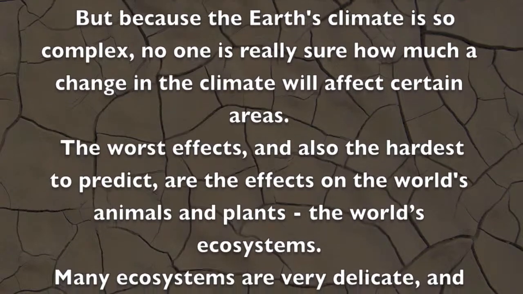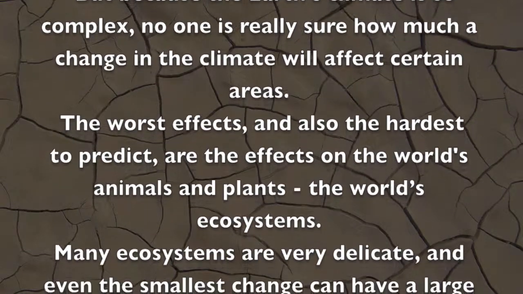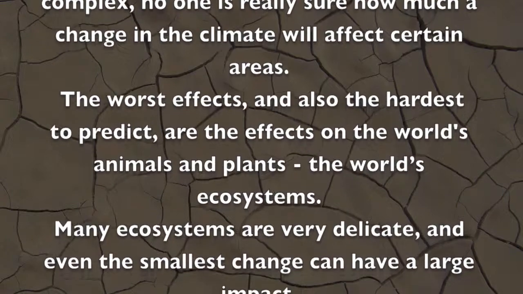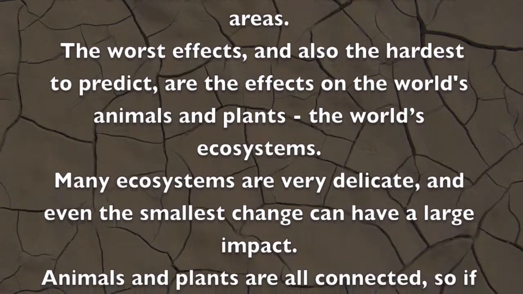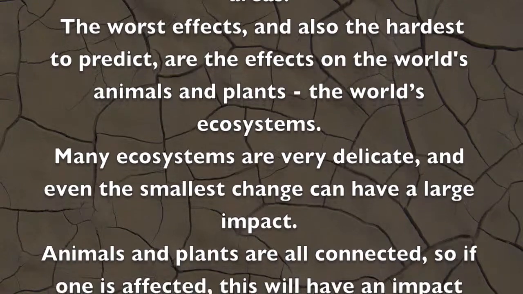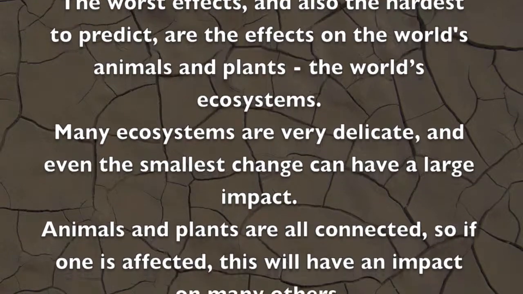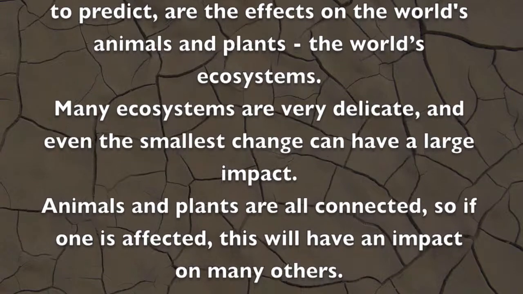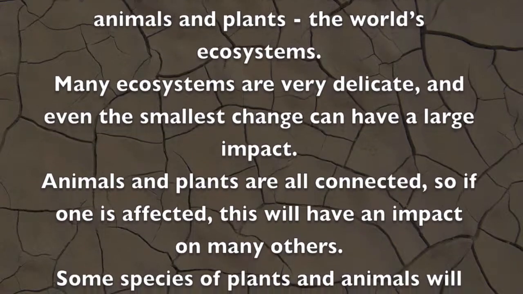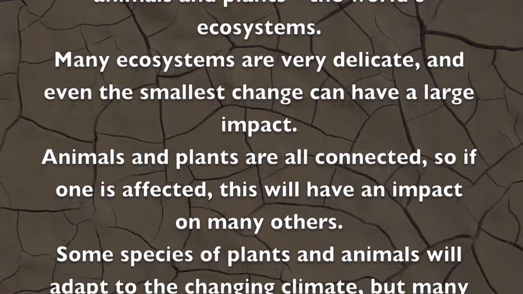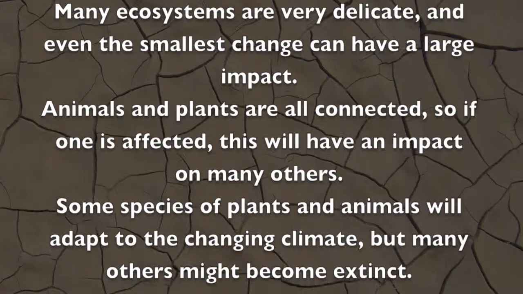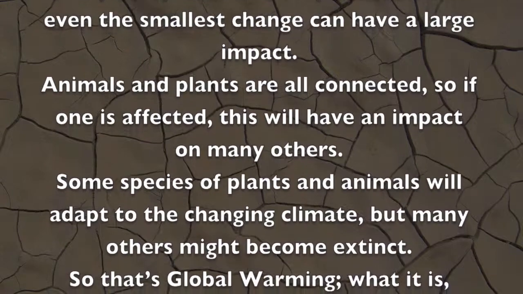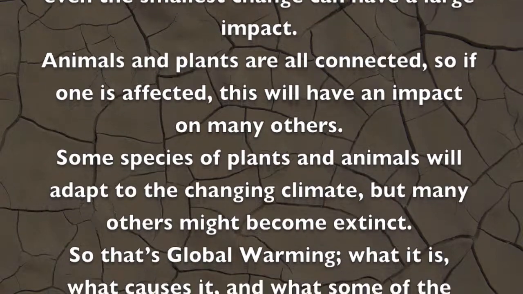The worst effects, and also the hardest to predict, are the effects on the world's animals and plants, the world's ecosystems. Many ecosystems are very delicate, and even the smallest change can have a large impact. Animals and plants are all connected, so if one is affected, this will have an impact on many others. Some species of plants and animals will adapt to the changing climate, but many others might become extinct.